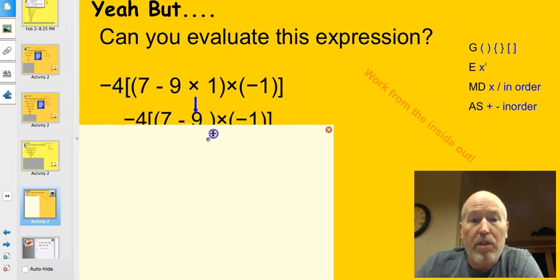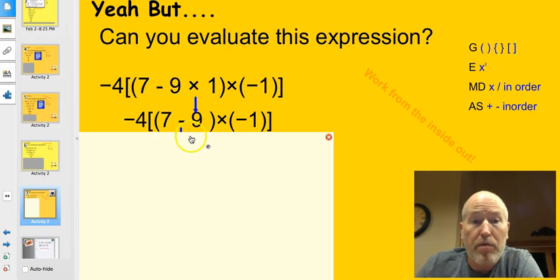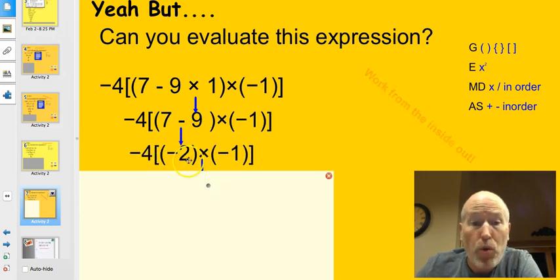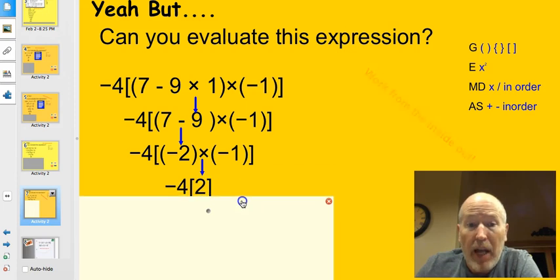Working from the inside out, you have to deal with multiplication first. So 9 times 1 is 9. So now you have 7 minus 9. You still have to take care of that. That's going to give you a negative 2. So now within this next set of brackets, you have a negative 2 times a negative 1. A negative times a negative is a positive.